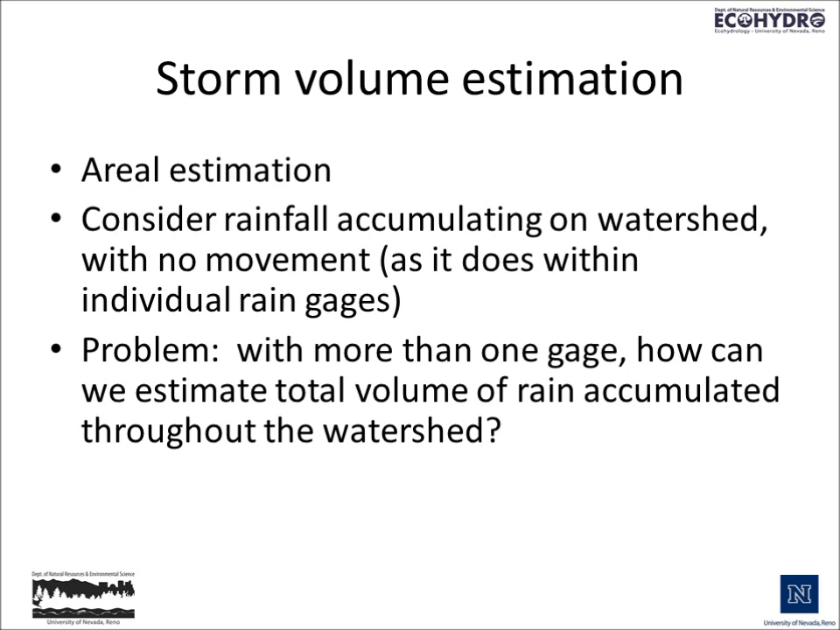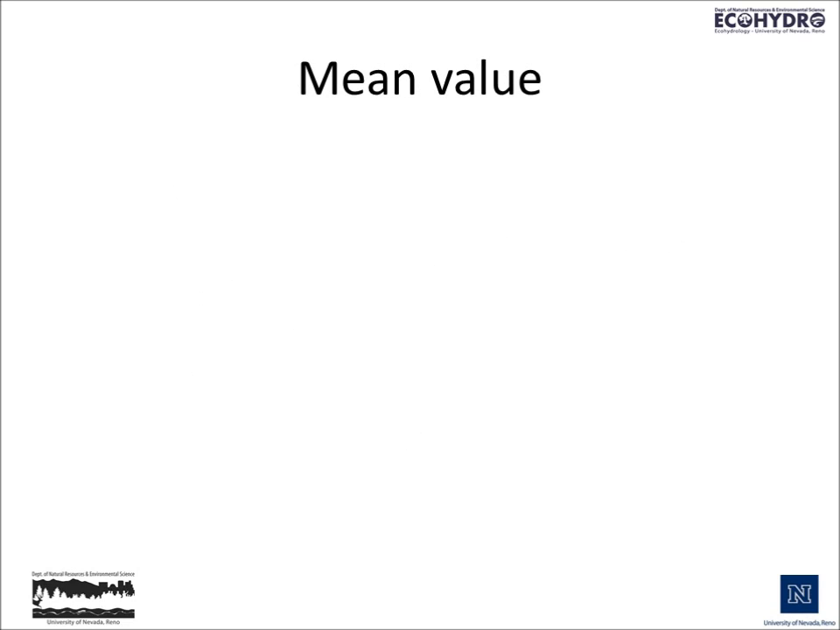And this is really what storm volume estimation is all about: techniques that we're using to combine bits of information that we receive at points to come up with a reasonable estimate of what's happening, for example, throughout a watershed that has tremendous variability on the boundaries.